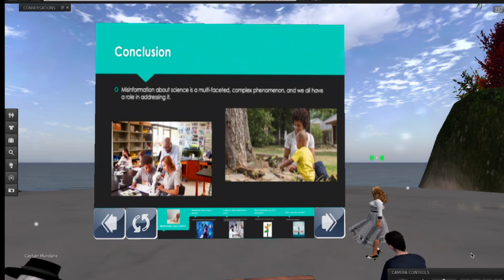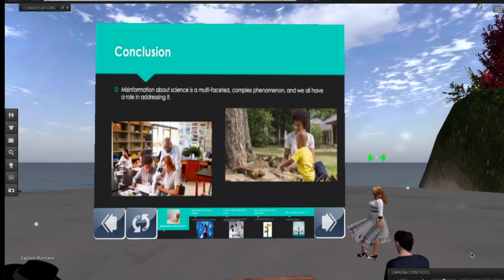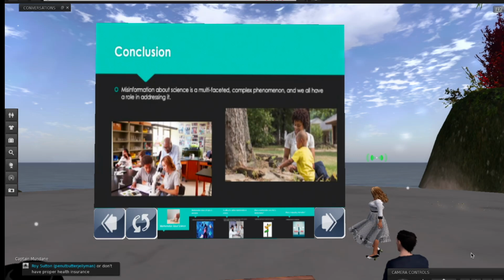We don't know enough about misinformation that travels through offline social networks. We don't know enough about misinformation that goes through older forms of media, like newspapers and television, rather than online media.